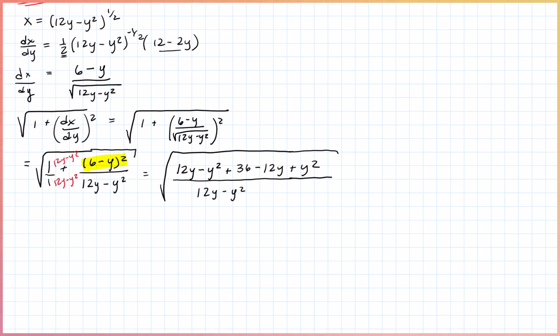Now I'm looking at this problem and I'm thinking, this was cooked up really nicely, because check it out. These y squareds are going to cancel. These 12y's are going to cancel, leaving me with just a 36 in the numerator.